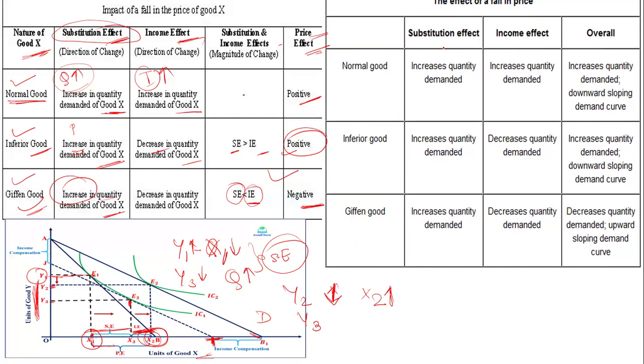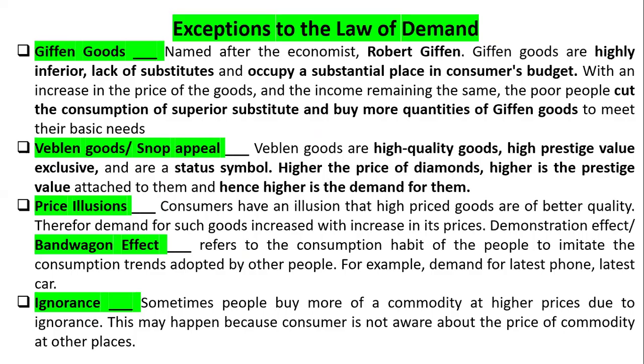Now in normal goods, increasing income means increasing quantity demanded, so there is an increase in quantity demanded and a downward slope of the curve. For inferior goods, the substitute effect increases quantity demanded and the income effect decreases it, and the demand curve slopes downward. Then for Giffen goods, the substitute effect increases quantity demanded while the income effect decreases quantity demanded by more, giving an upward slope to the curve. Clear? Now there are the exceptions to the law of demand.